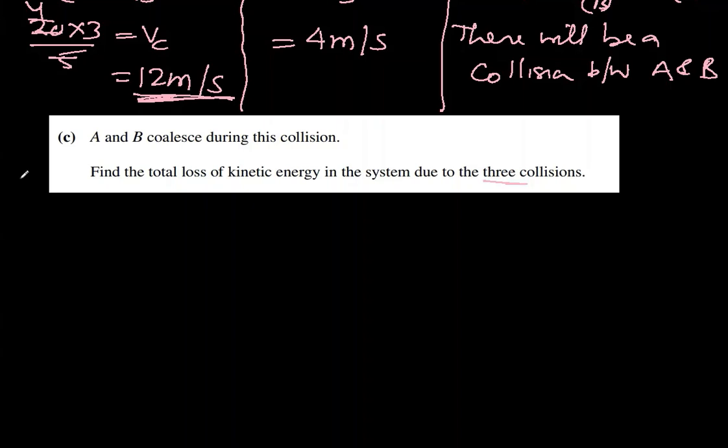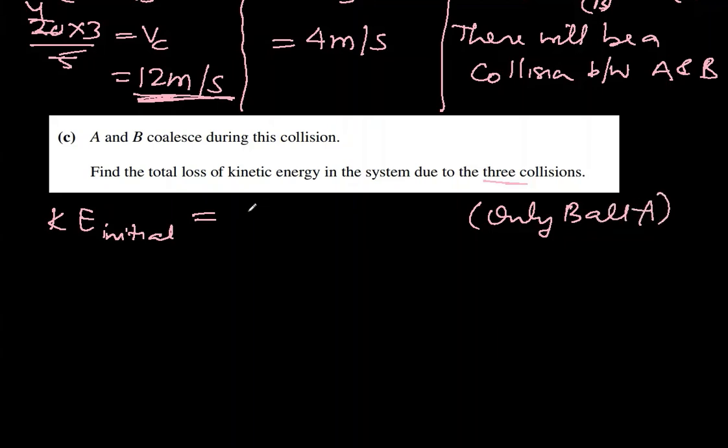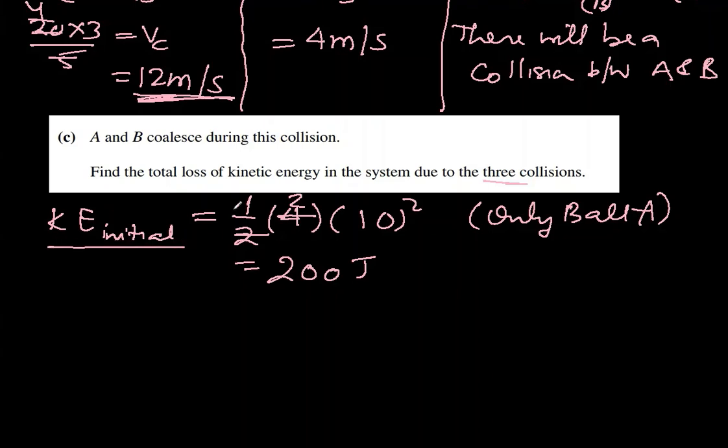So let's write the kinetic energy initial. Initial means at the starting of this whole incident, only body A was moving. So only ball A. Okay, so it will be half m for ball A, which was how much? 4 kg. Speed was 10 meters per second squared. So it cancels, which is 200 joules. This was the energy initially. Other two were stationary. They didn't have any kinetic energy.